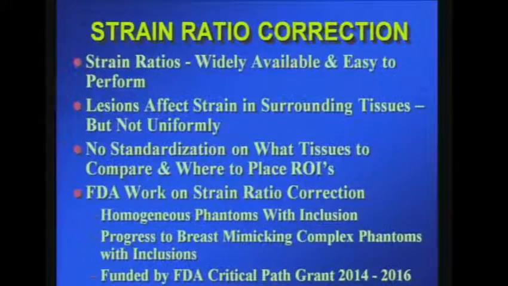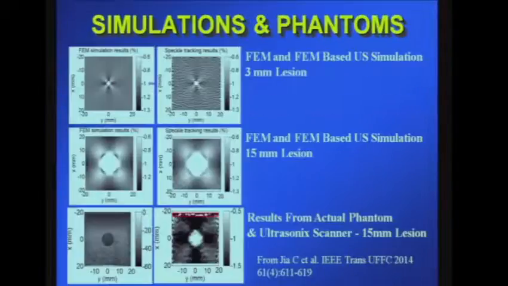So I mentioned that the strain ratio calculations tended to be widely variable, and they are widely available and easy to perform, but they haven't been giving great results. And at the FDA, we've been working to determine some of the factors that create problems with the strain ratio and working to see if we can mitigate those. So we've been working at the FDA with phantoms, and here you can see the problem.